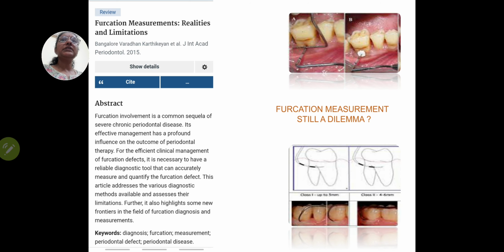Furcation involvement is a common sequela of periodontal disease. For its effective management, we have to have a reliable diagnostic tool that can accurately measure and quantify the furcation defect. There have been some realities and limitations about the measurements of the furcation. Here are a few pictures showing the endodontic stopper, the probes adapted to measure the furcation area, and the Nabers probe that has 3 mm marking. So again, the data has to be approximated.